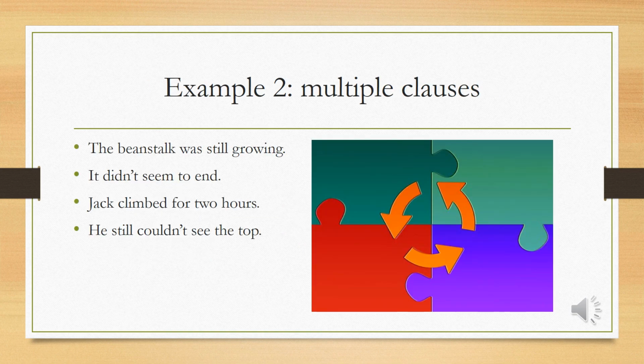Okay, so we did mention before that compound sentences don't have to have just two clauses. They could have multiple clauses. Let's look at this example. The beanstalk was still growing. Simple sentence number one. It didn't seem to end. Simple sentence number two. Jack climbed for 2 hours. Simple sentence number three. He still couldn't see the top.